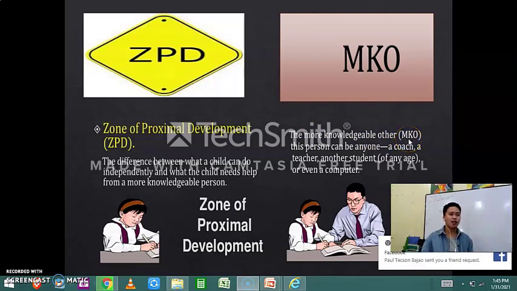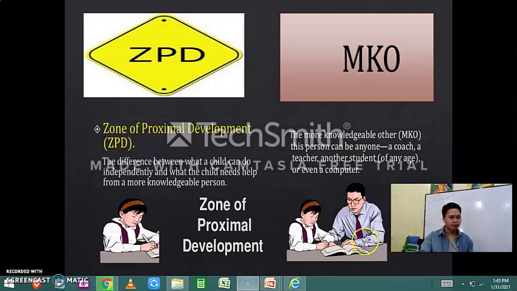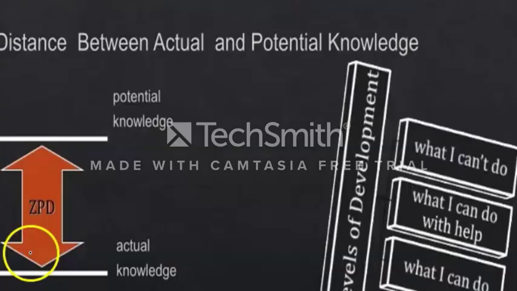So ito yung learned individual or learned adult. So these are the persons that we encounter that have specific learning already. This person can be anyone: a coach, a teacher, another student, any age, or even a computer or a device. So an MKO could be a sort of person or a thing. That's why, so the distance between actual and potential knowledge.